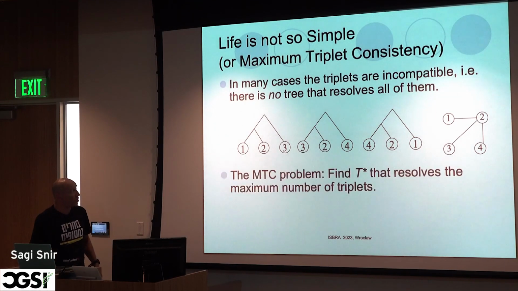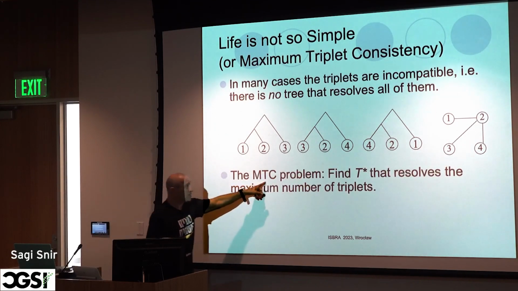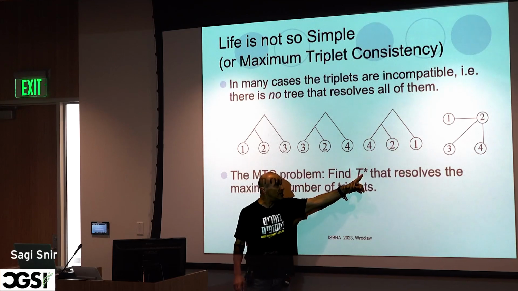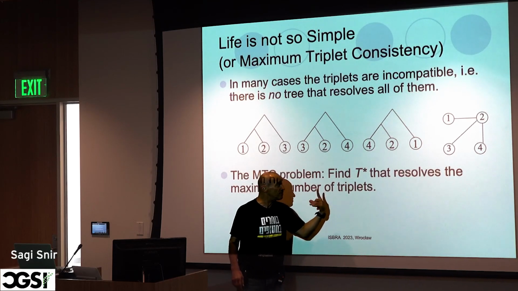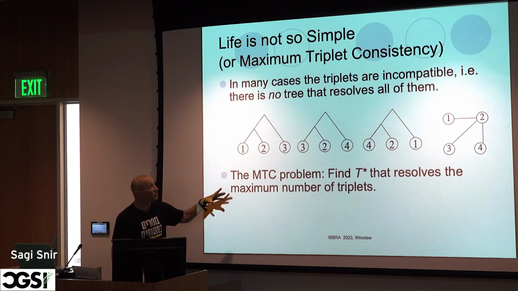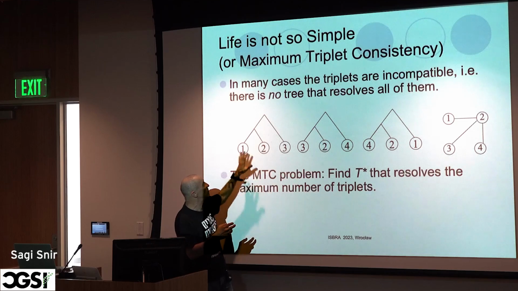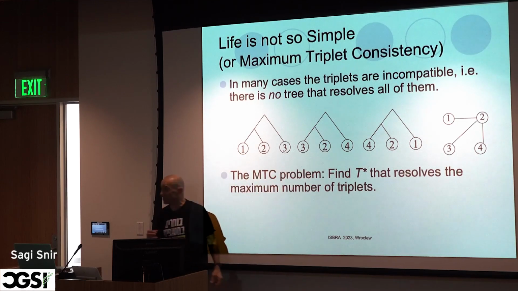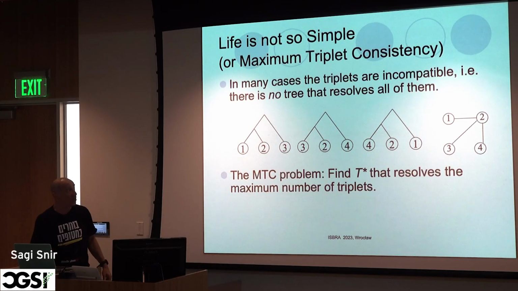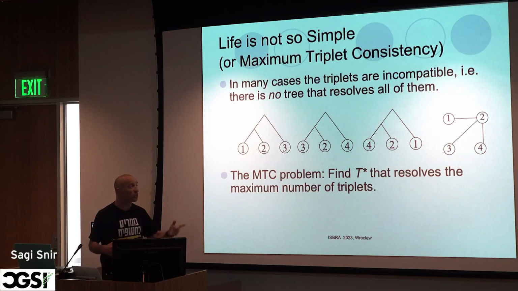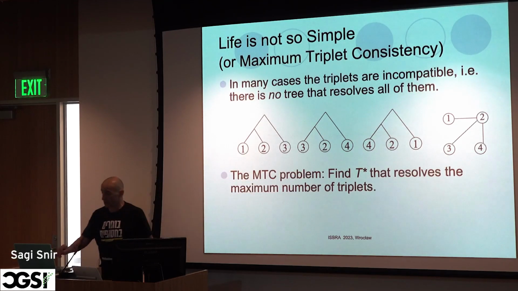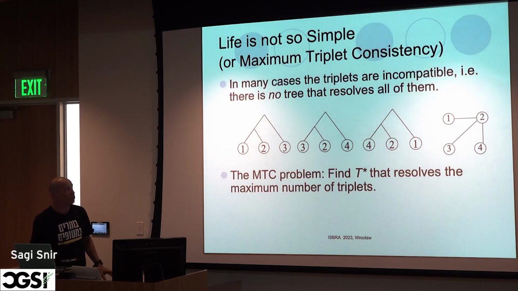What do we do? So this is the maximum triplet consistency. Find a tree that resolves the maximum number of triplets. So we need to resolve the maximum. Some tree, any tree over these leaves, that resolves the most of the triplets. And we can be sure we will not have a tree that satisfies all of them, because one triplet needs to be violated here.